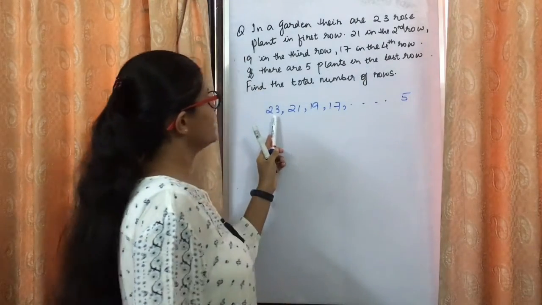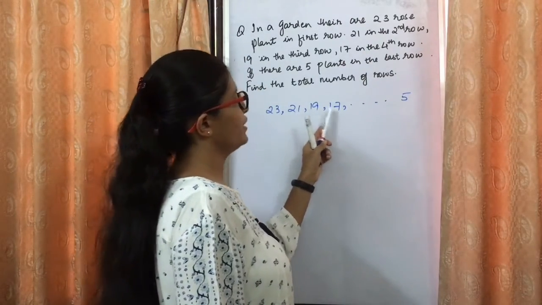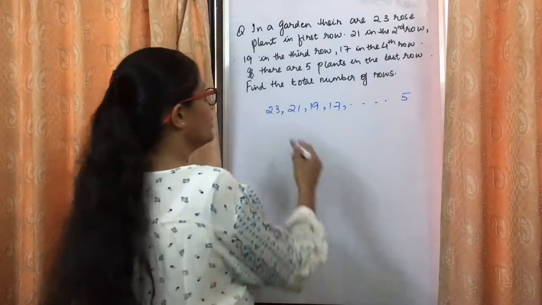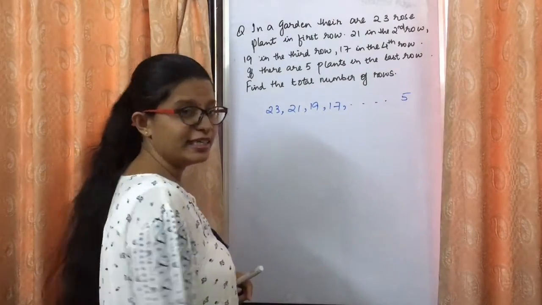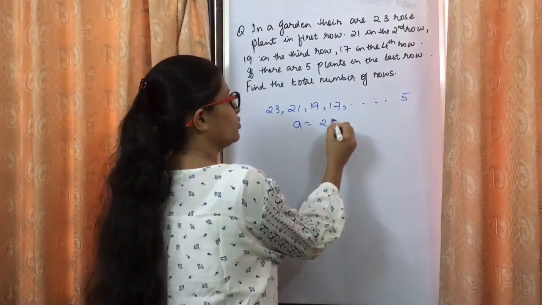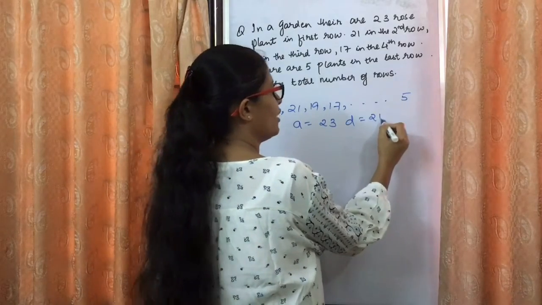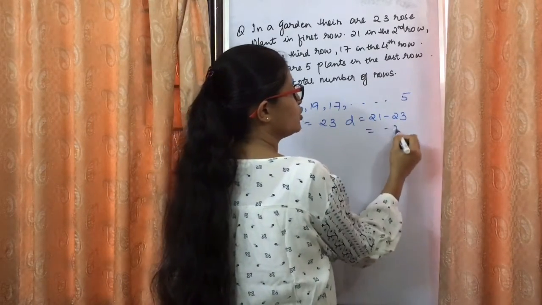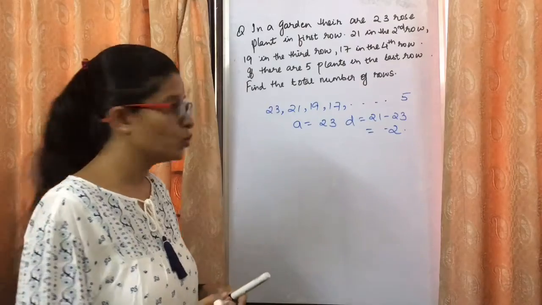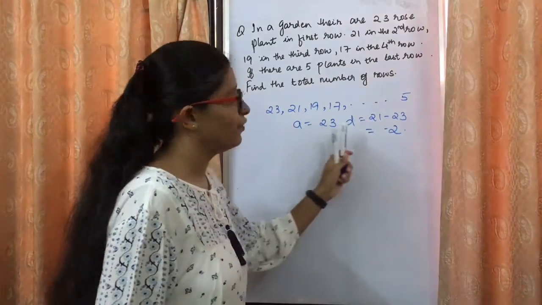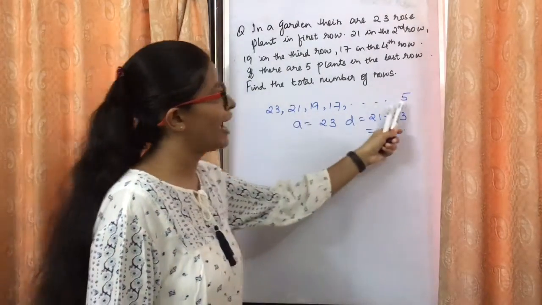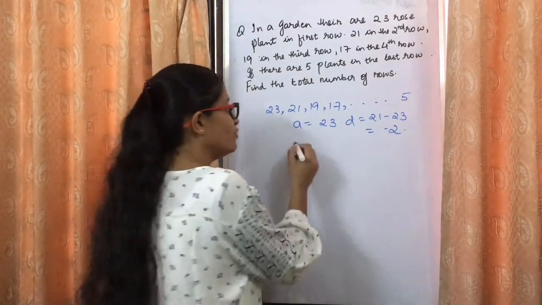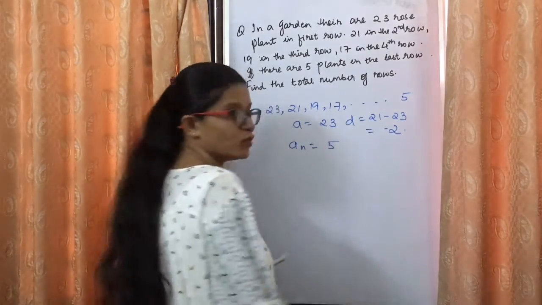So we have first 23, 21, 19, 17. सब में 2 का difference दिखाई दे रहा है. So we can say the series is an AP series. So A is nothing but 23 and D is nothing but 21 minus 23, which gives you minus 2. So we have A, we have D. What do we need to take out? We have AN, the last term of the series, which is 5.